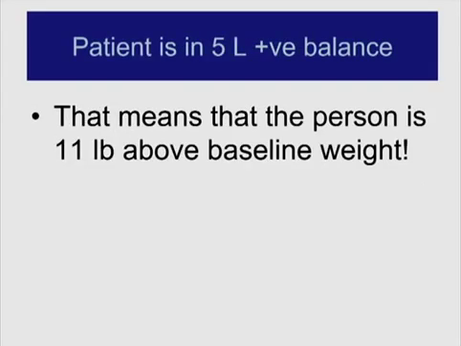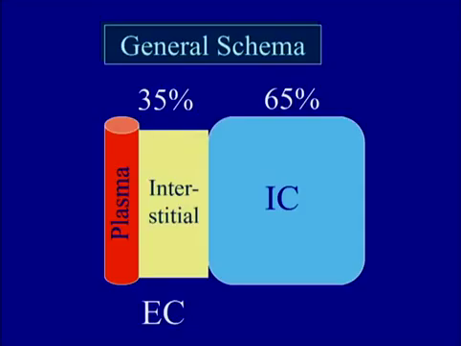Okay, so a person is 5 liters positive balance. That means that person, I like it in pounds, it's more dramatic than kilograms, is 11 pounds heavier. That's a lot of extra weight. For my body size, that's going to be about a 7-8% increase in my weight.